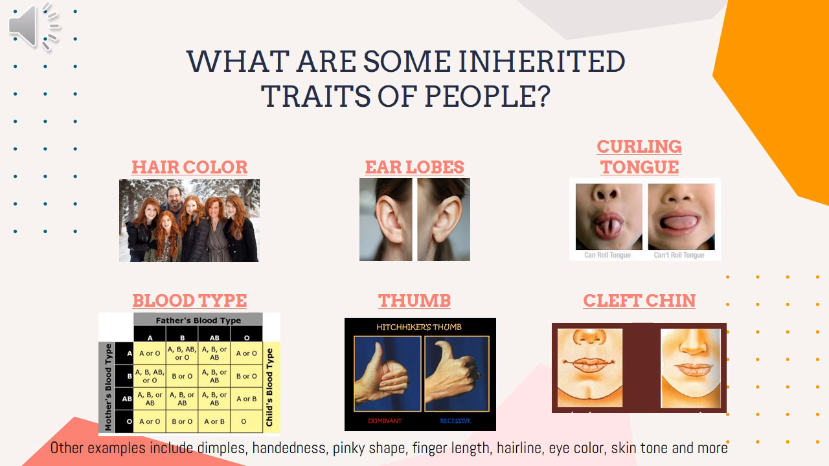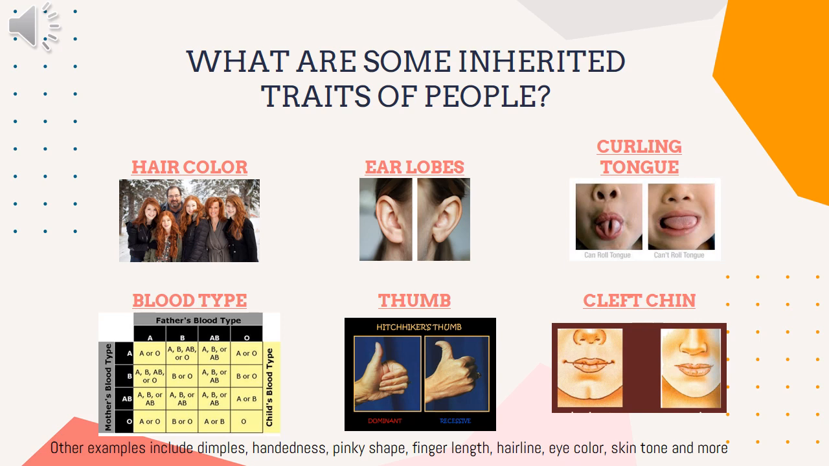Another inherited trait would be the type of earlobe that you have. There are two different types shown in the pictures here. In the picture on the left, the earlobe is attached to the side of the head. In the picture on the right, the earlobe is what we call detached; there's a space between the earlobe and the head. There are different types of earlobes on different people, which you may have never noticed before, and that's actually inherited. It's passed down through the parents.